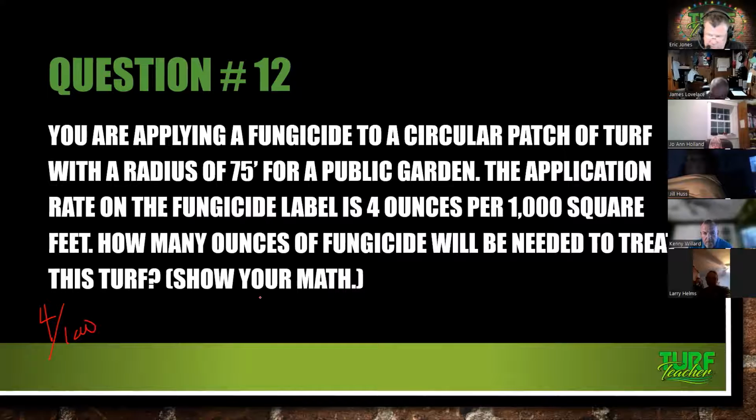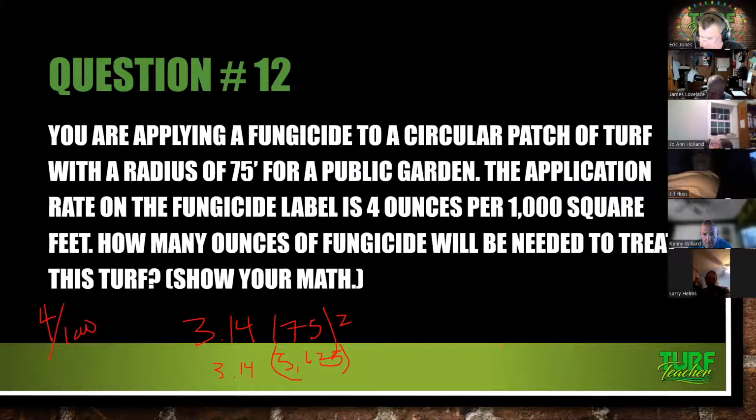The area of the circle is pi r squared. So we know that pi is 3.14. And we know the radius. So it's already given us the radius. So 75 squared, and that's going to be 5,625 times the 3.14 gives us 17,662.5 square feet.